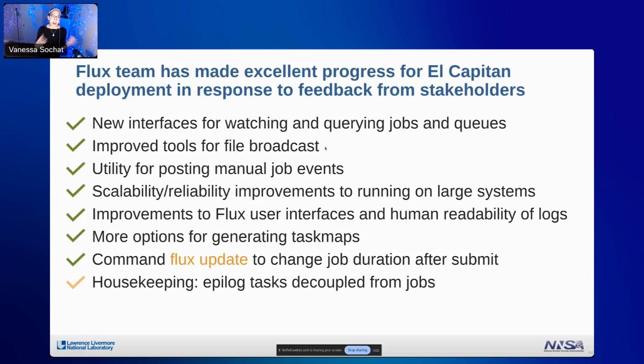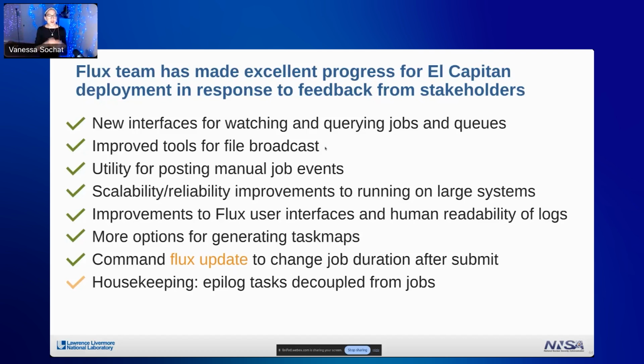We've had a lot of scalability and reliability improvements. I wonder what would have caused that to happen. Could be related to El Capitan, such a large system. We've had a lot of improvements to Flux user interfaces, human readability of logs, more options for generating task maps. So what does that mean? As Flux is scheduling down to different levels of resources, this is really cool because you can look at how Flux has decided to map different kinds of tasks to those physical resources. We have a new command, Flux update.